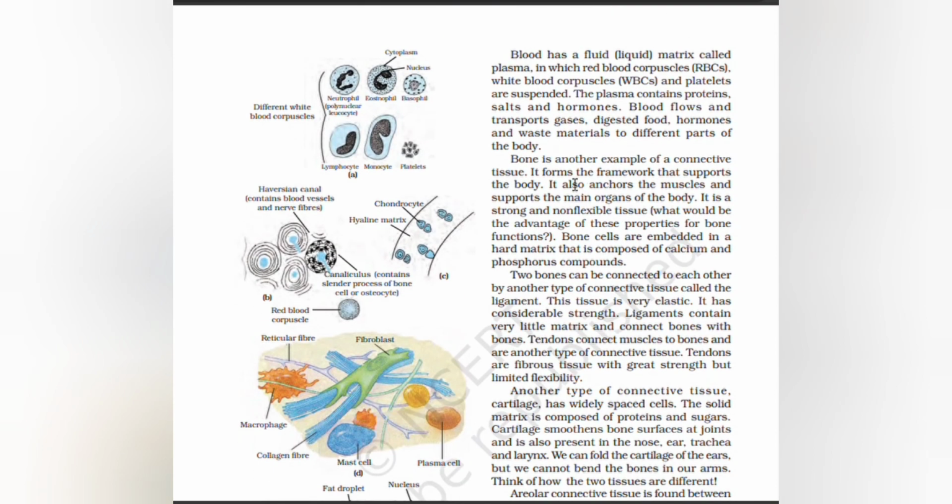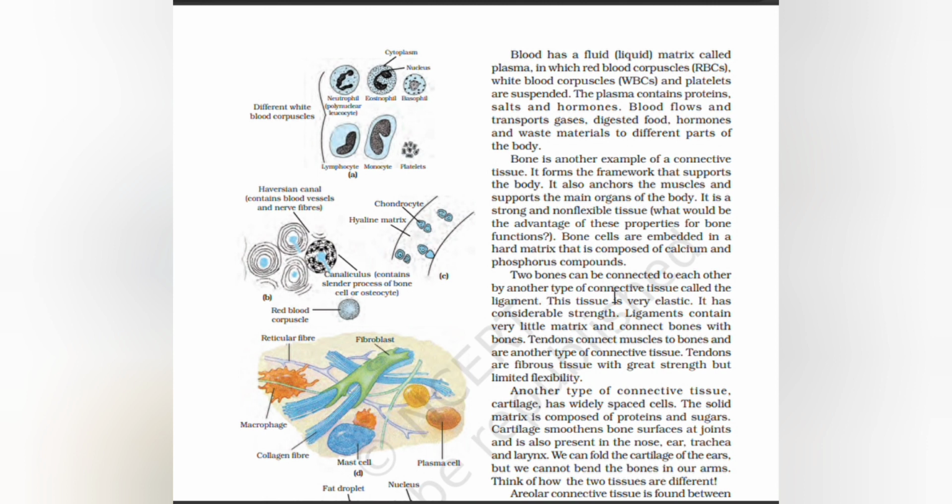Bone is another example of connective tissue. It forms a framework that supports the body. It also anchors the muscles and supports the main organs of the body. It is a strong and non-flexible tissue. Bone cells are embedded in a hard matrix that is composed of calcium and phosphorus compounds.